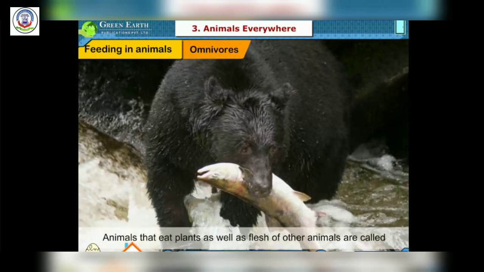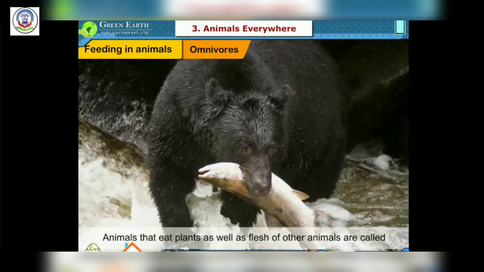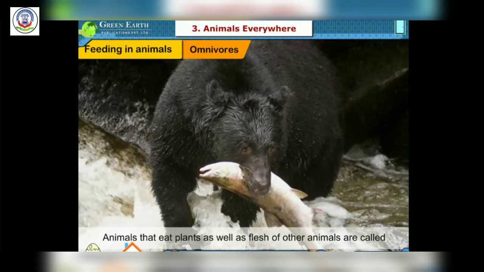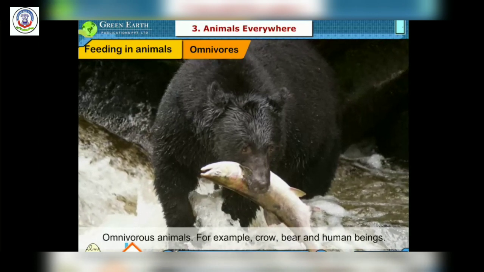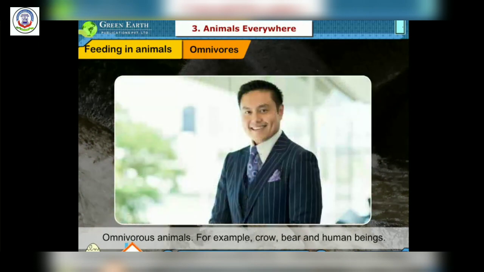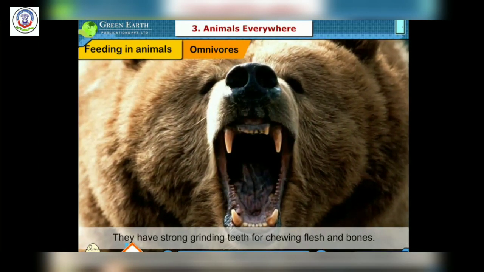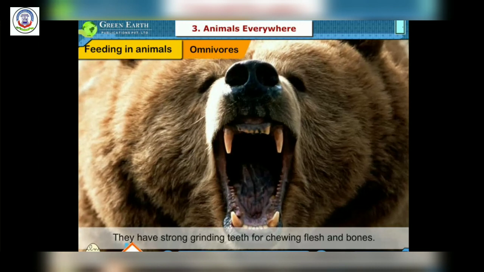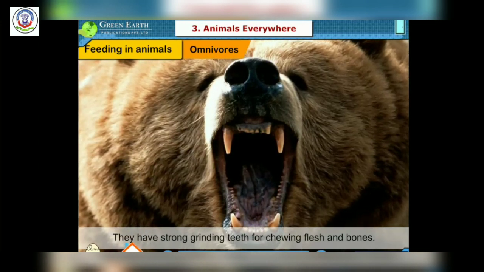Omnivores. Animals that eat plants as well as flesh of other animals are called omnivorous animals. For example, crow, bear, and human beings. They have strong grinding teeth for chewing flesh and bones.